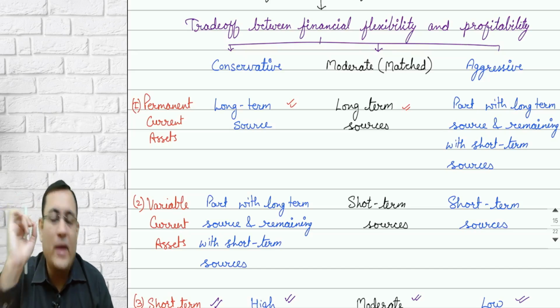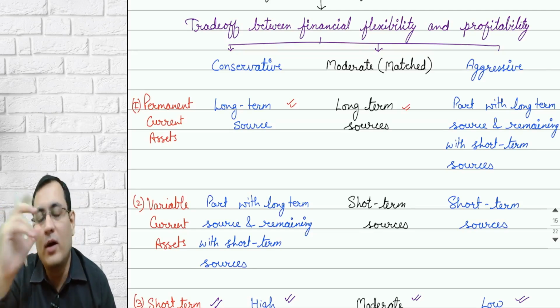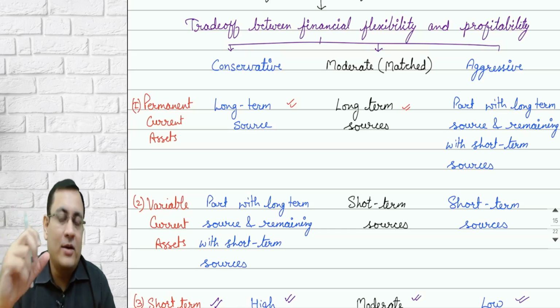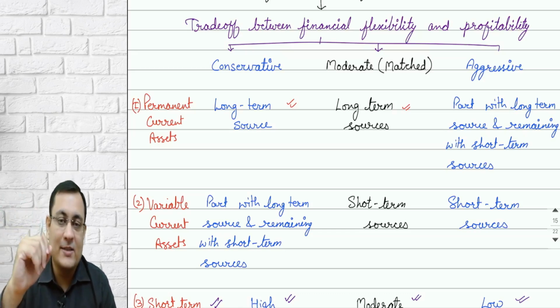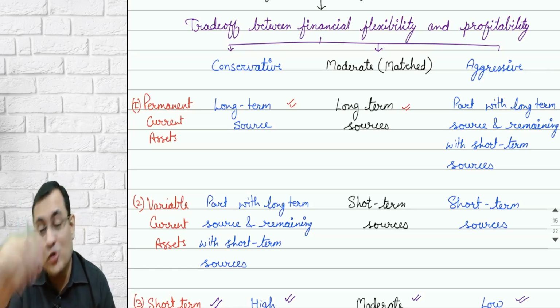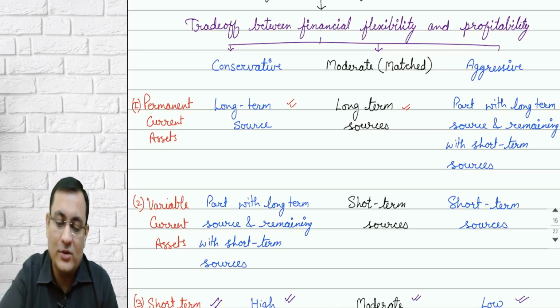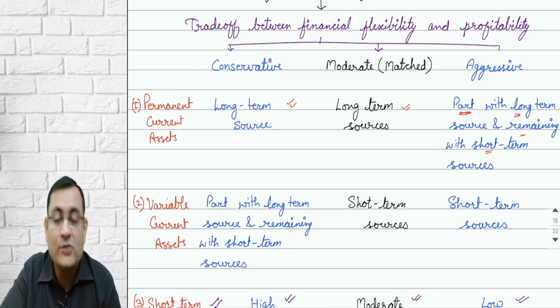Aggressive wants to maximize profit by using the source which has the lower cost. So what they are going to do is part-fund the long-term permanent current assets with short-term sources and the remaining part with long-term sources. So part will be financed with long-term sources and the remainder with short-term sources.